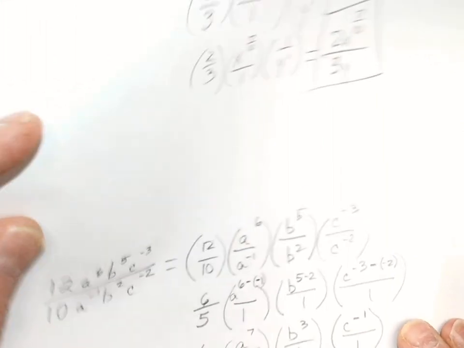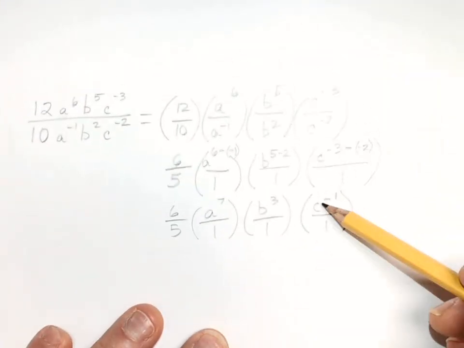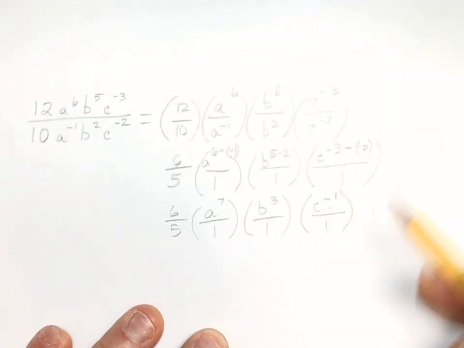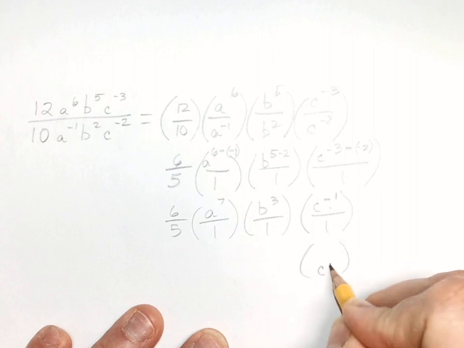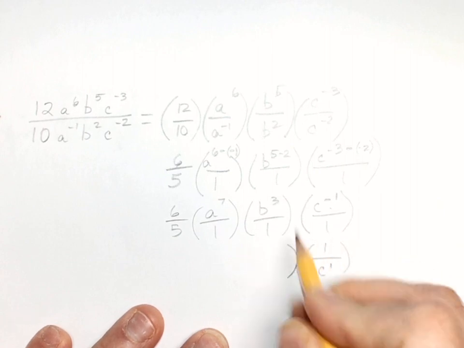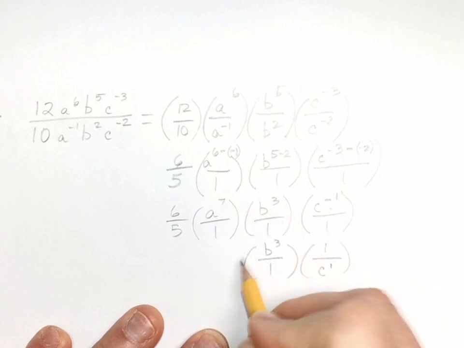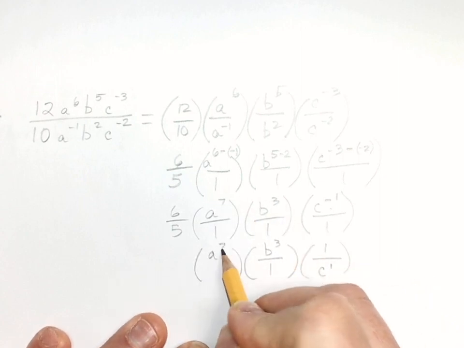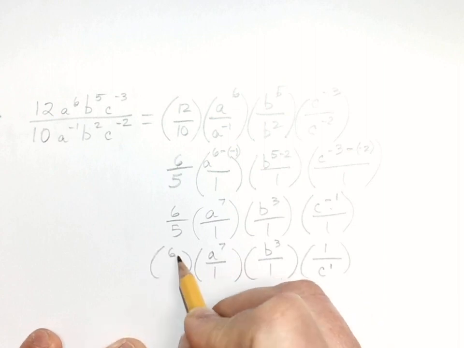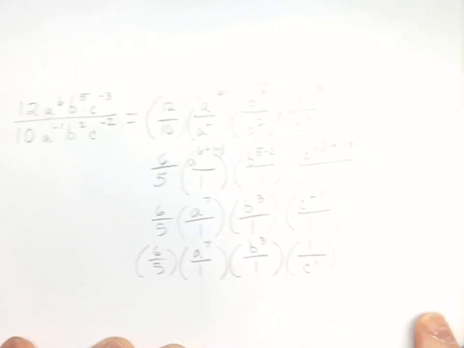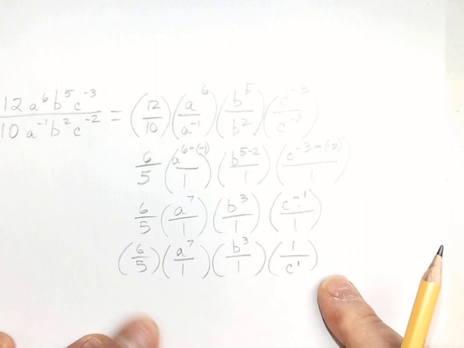So let's come down here to this c. Alright, you're in the wrong place, bud. So we're going to put that guy in the denominator with a positive exponent. Everything else stays the same because they have positive exponents. You only switch places in a fraction if you have a negative exponent. And so now everything is positive.